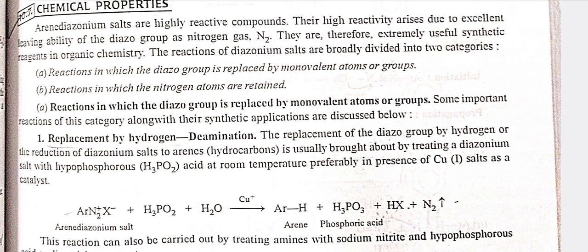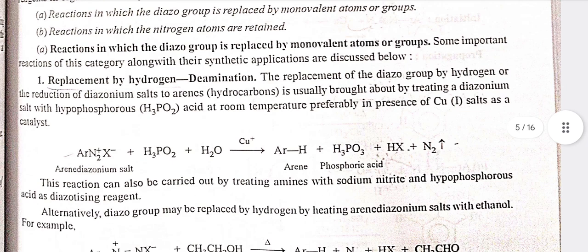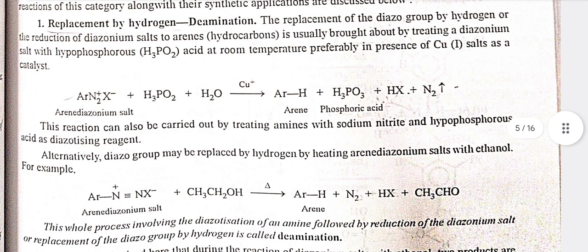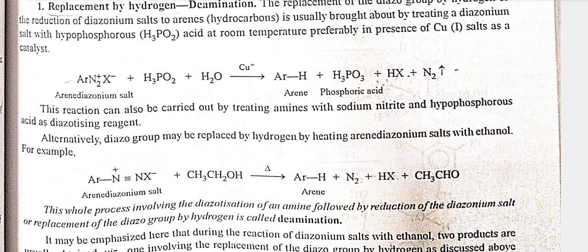Reactions in which the diazo group is replaced by monovalent atoms or groups. Replacement by hydrogen, deamination. The replacement of the diazo group by hydrogen, or the reduction of diazonium salts to arenes, is usually brought about by treating a diazonium salt with hypophosphorous acid at room temperature, preferably in presence of Cu+ salts as a catalyst. ArN2X plus H3PO2 plus H2O in presence of Cu+ gives ArH plus H3PO3 plus HX plus N2.